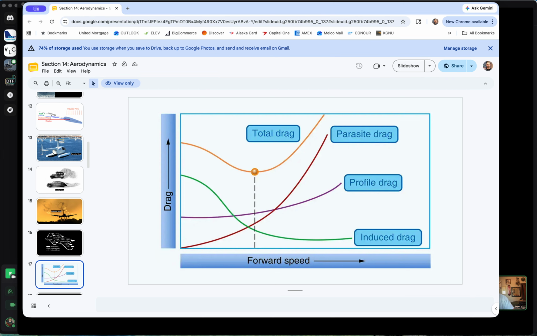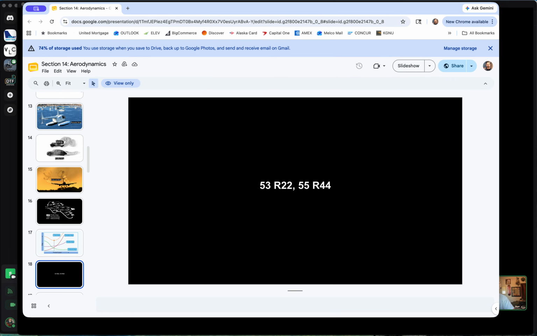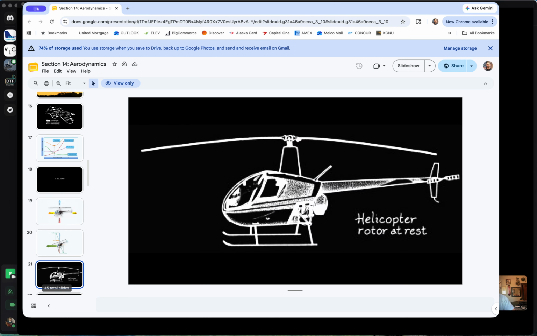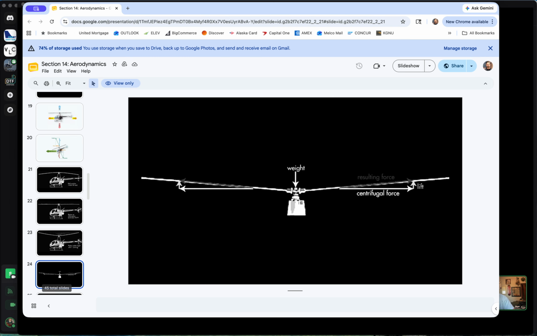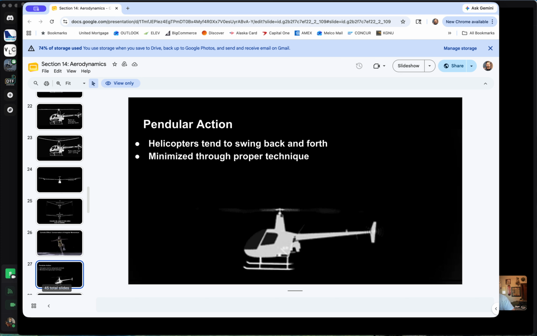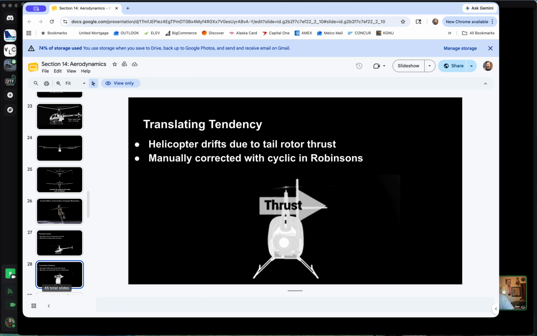There's our total drag curve. We borrowed the same slide from the handbook. Same stuff. So really just a terrific approach to teaching this stuff.